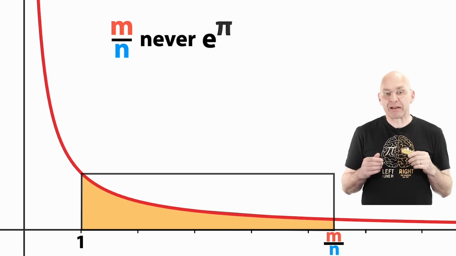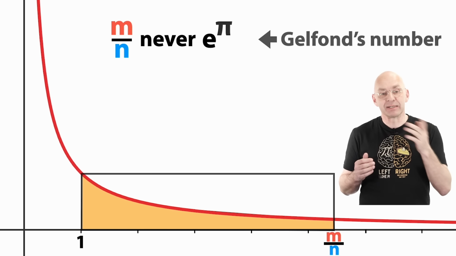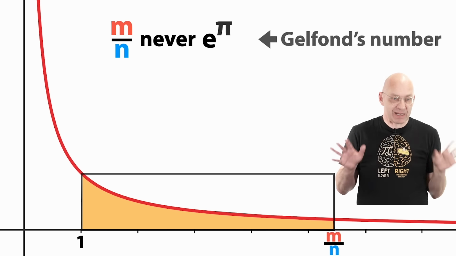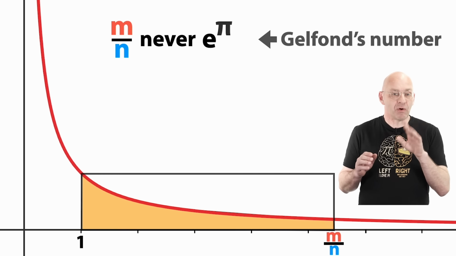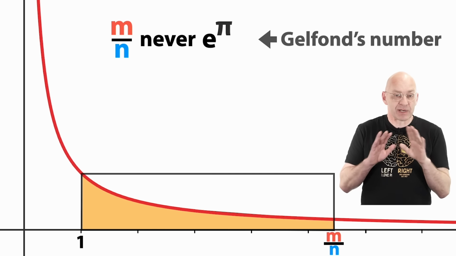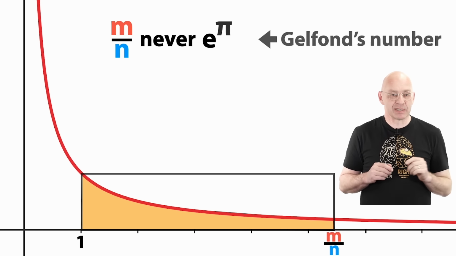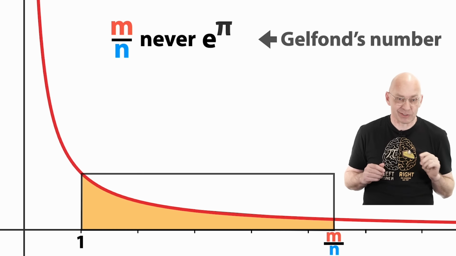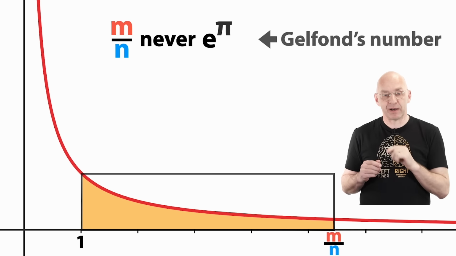e to the pi is called Gelfond's number, named after the mathematician Alexander Gelfond, who came up with this irrationality proof in 1934. Anyway, we can be sure that Gelfond's e to the pi is irrational, and so we can also be sure that none of our nice series sums to exactly pi. Well, bit disappointing, but not all is lost. Turns out we can get a sum that is arbitrarily close to pi.